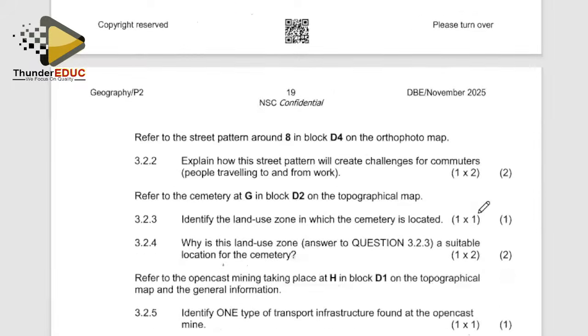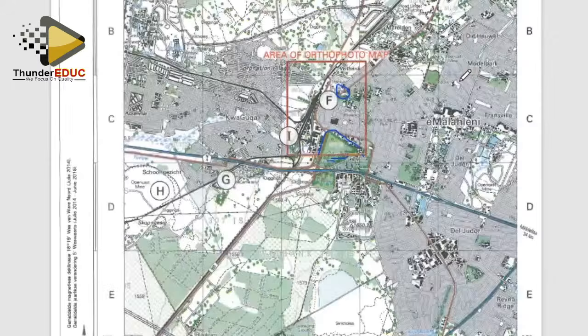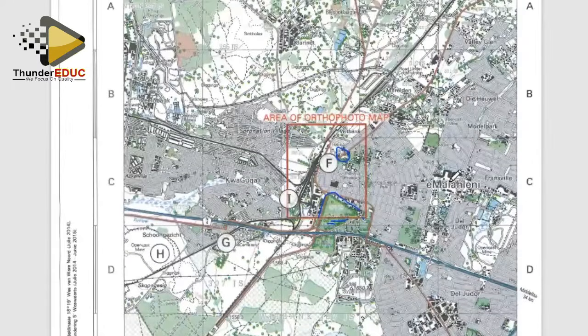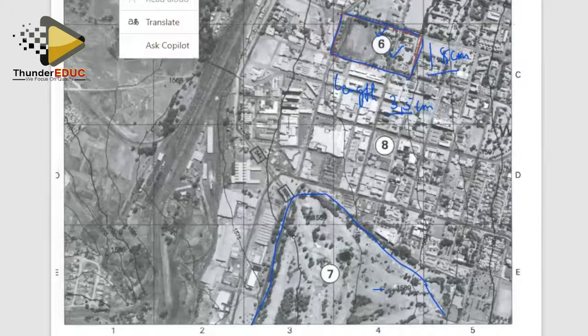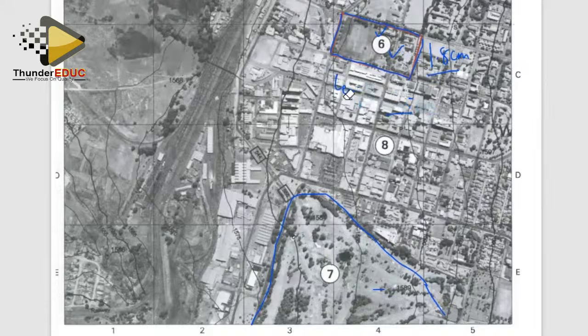Right. Refer to the street pattern around 8 on block D4 on the orthophoto. Explain how this street pattern will create challenges for commuters. Right. Let's look at the street pattern on the orthophoto. It's the street pattern around 8. Our area 8 is around here. What kind of street pattern are we visualizing? If we check there, we can safely see that this is more of a grid pattern.